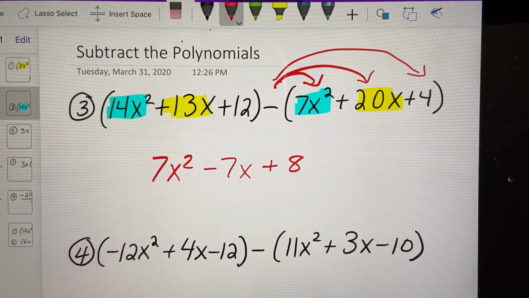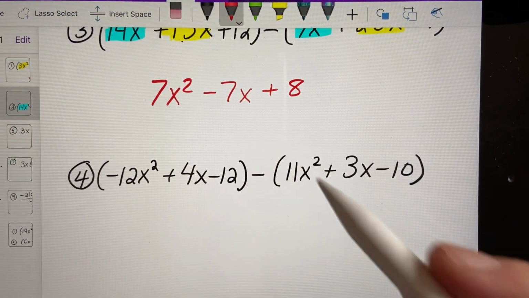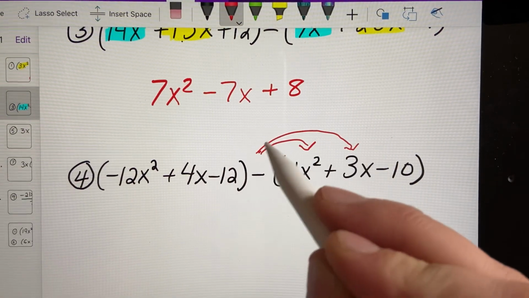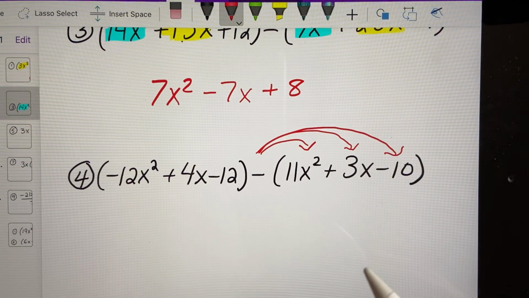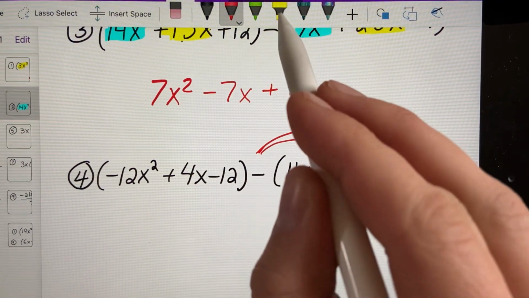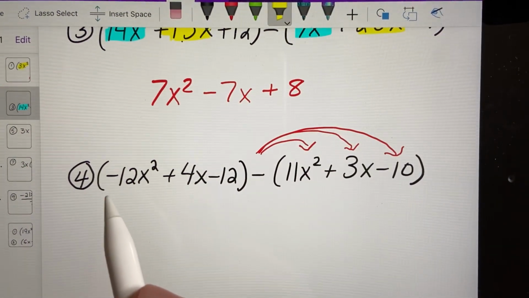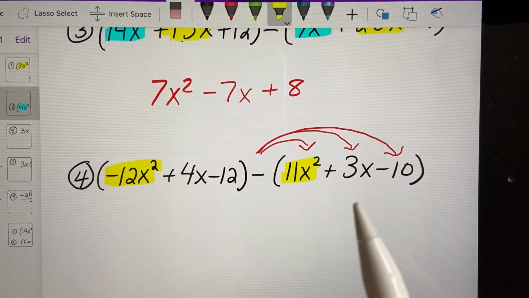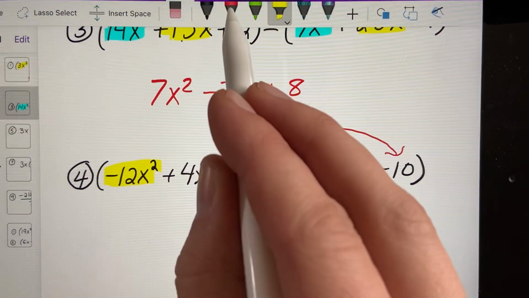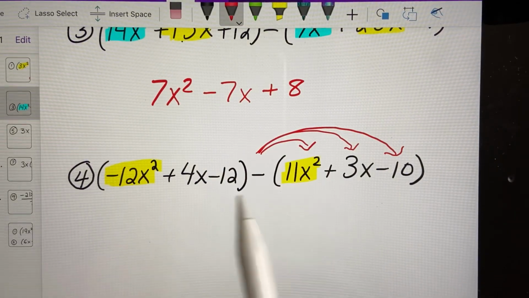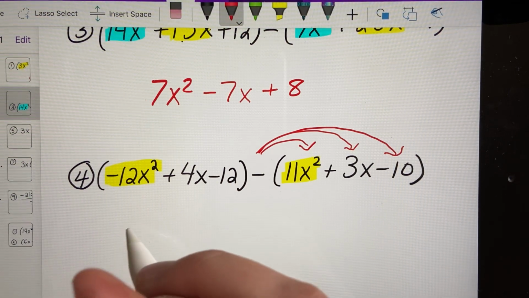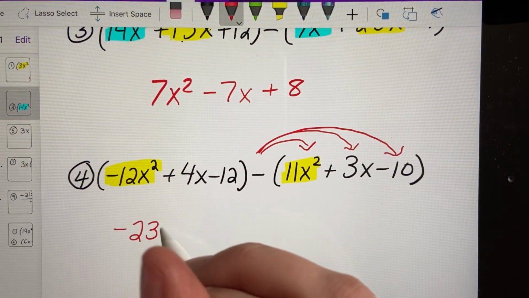For the next problem, I'll start out the same way. Let me scroll this down a little bit. We would just want to draw some arrows here to remind us that we are subtracting everything in that second polynomial. Then, let's go ahead and highlight our first pair of like terms, negative 12x squared minus 11x squared. Negative 12 minus 11 would be negative 23. So put negative 23x squared.